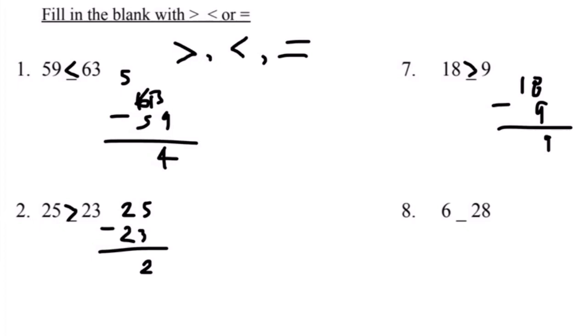Number 8, 6 and 28. Just by looking at the digits, we know that 28 is much greater and has more digits, but let's double check. 28 minus 6. 8 minus 6 equals 2. We bring down the 2, we get 22. 28 is 22 units greater than 6. If we were to subtract 6 minus 28, we would get negative 22, and that wouldn't work out. Therefore, we know that 6 is less than 28, and 28 is greater than 6.